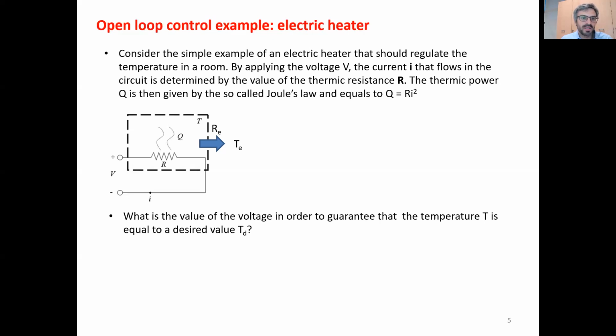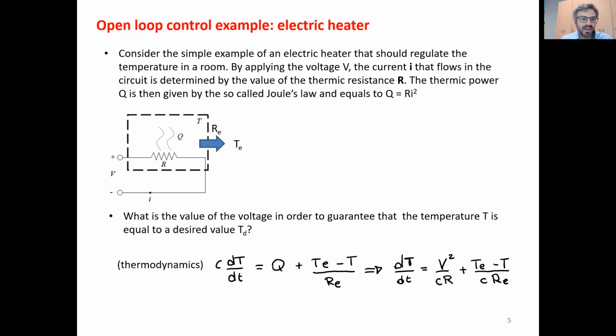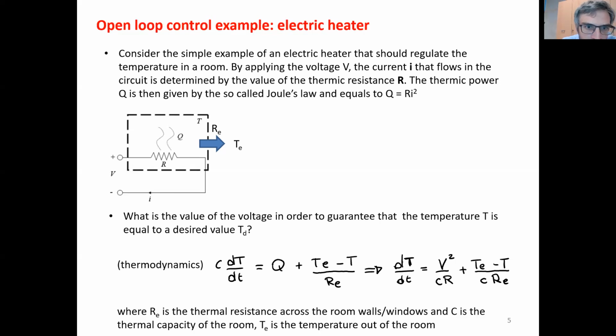We also have a drain of heat because our room is not perfectly insulated from the inside to the outside. This is described by the thermal resistance, sorry, not the thermal conductivity, the thermal resistance across the room walls. For example, there is a window open or stuff like that. The evolution of the system is regulated by this very simple differential equation.